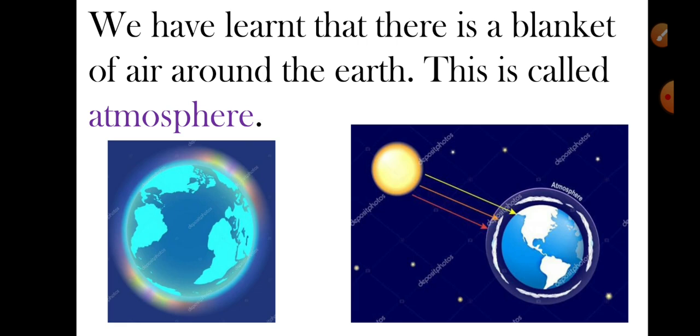Now, the first thing that we should know before knowing weather and seasons. We have already done this, about the earth's atmosphere. I think I've already told you in the previous video. So let us first see what the atmosphere actually is. We have learned that there is a blanket of air around the earth. This is called the atmosphere. You can see there is a layer of atmosphere around our earth, because of which we are protected. How are we protected? From the harmful sun rays, right?